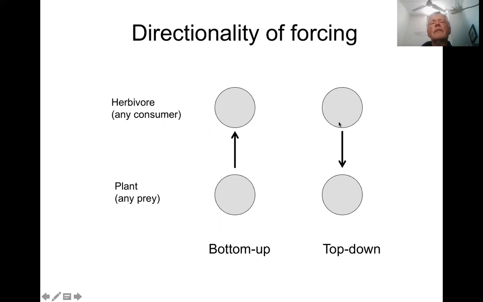Top-down forcing is just the other side of that relationship, all right? That is the situation where the prey is having a very strong depleting effect. I'm sorry, the predator or the consumer is having a very strong depleting effect on the prey. And circumstances of that sort are referred to as top-down forcing. And they're called top-down forcing because they start higher in the food web toward the top and they proceed downward, all right?